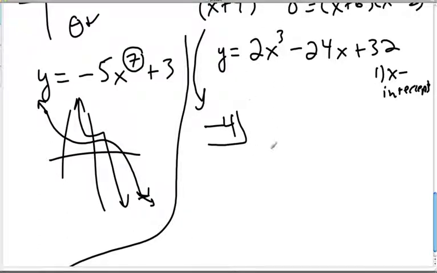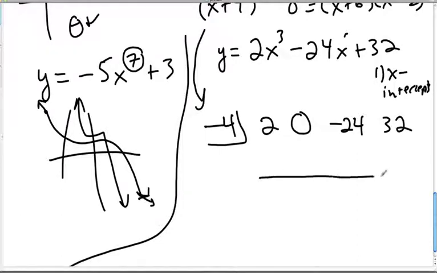So first it's x cubed, so our coefficient is 2. There's no x squared, but we have to put in a coefficient, so let's just say our coefficient is 0. Next, we have 24x to the first power, so we're going to put negative 24. And this is considered x to the 0th power, because anything to the 0th power is 1. And so we have to put 32.